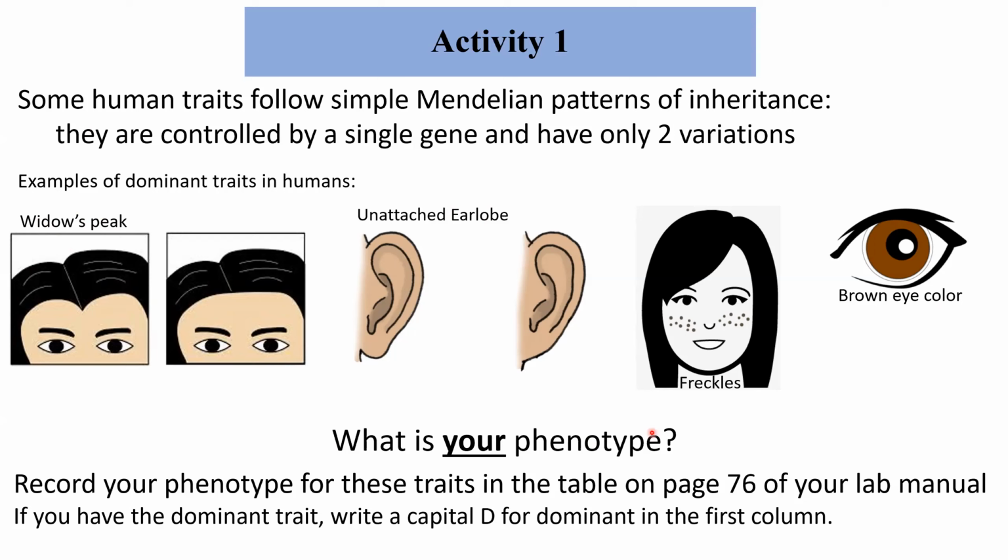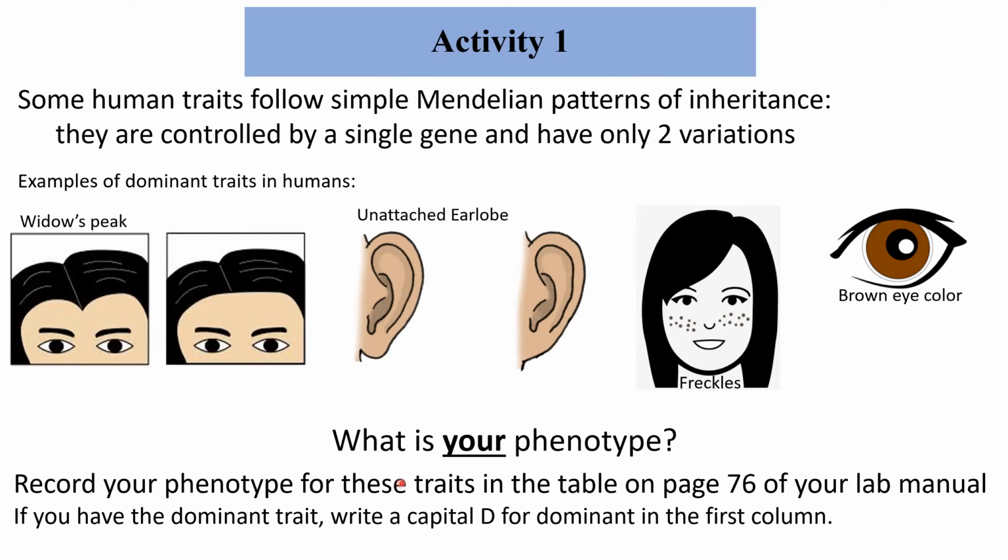So the first thing is you have to document your phenotype. So what is your phenotype? Do you have a widow's peak? In my case, I do not. Do you have unattached earlobes? In my case, I do. So that's a yes. Do I have freckles? I have freckles. And is my eye color brown? Yes, it is. So the only thing I don't have is the widow's peak.